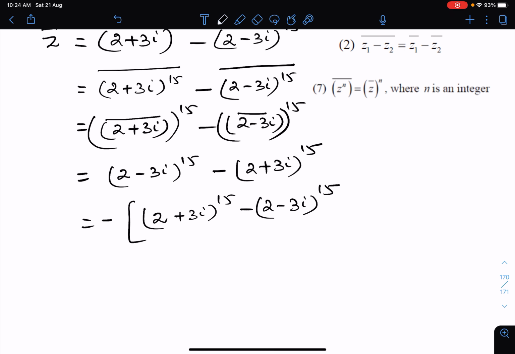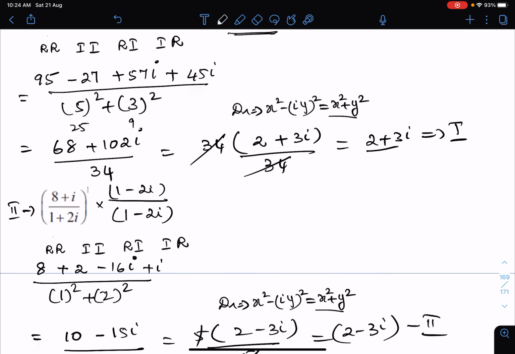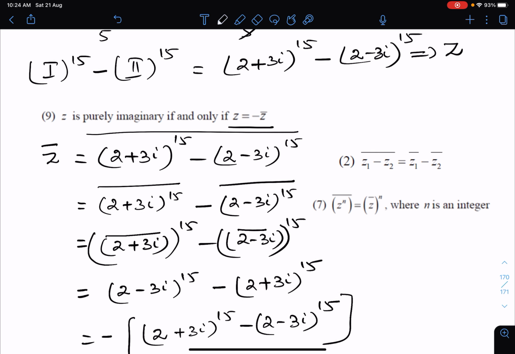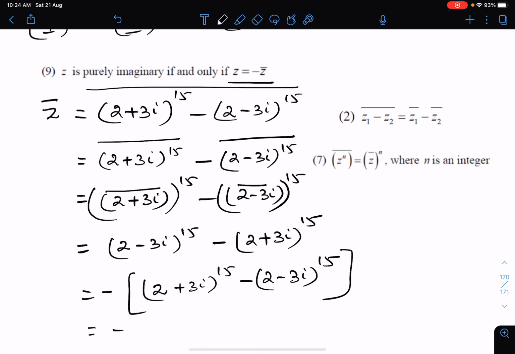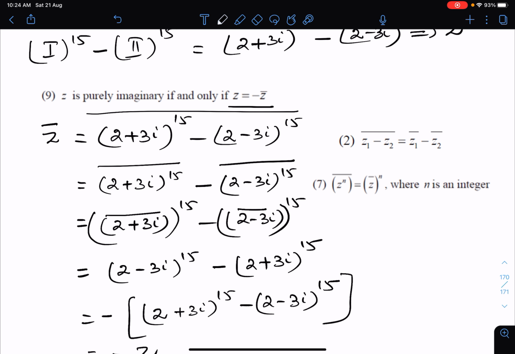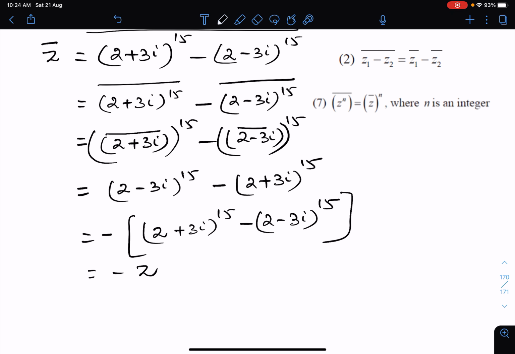This is nothing but, when you take out the minus, what is our Z actually? Z is here: 2 plus 3i power 15 minus 2 minus 3i power 15. So this is actually nothing but equal to minus Z. Where do we have that rule? Here: when Z equals minus Z bar, or Z bar equals minus Z. So this implies, from what we have done, Z bar equals minus Z. Therefore it is purely imaginary. So you are just using the properties of complex numbers to prove this.